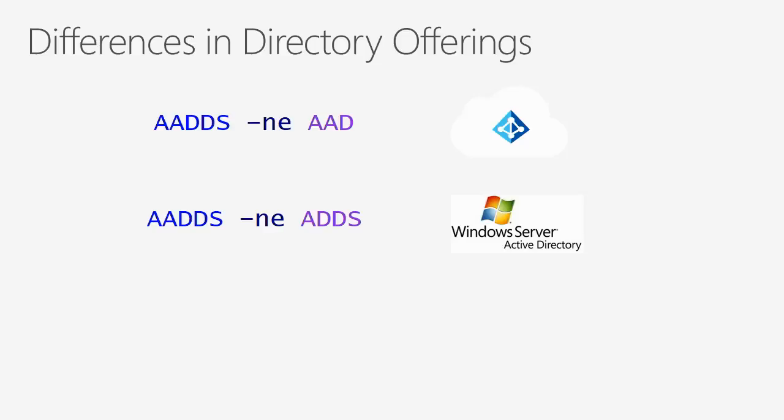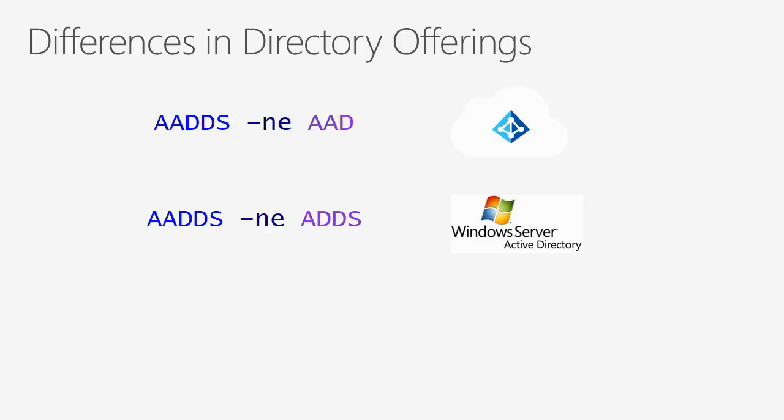So for example, the points of convergence are really that they both support PowerShell, they both do authentication and authorization, and they both contain users and groups. Apart from that, there's not a lot in common. So for example, with Azure Active Directory, there's no group policy, there are no OUs, there's no Kerberos support, no NTLM support, there's no LDAP support.